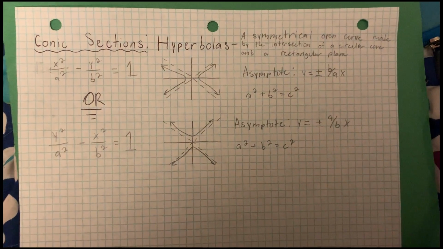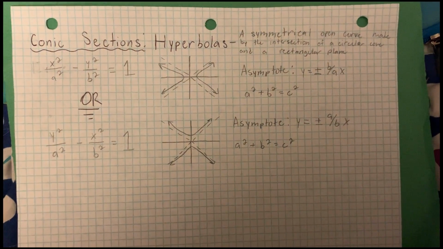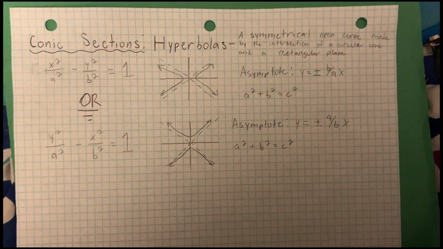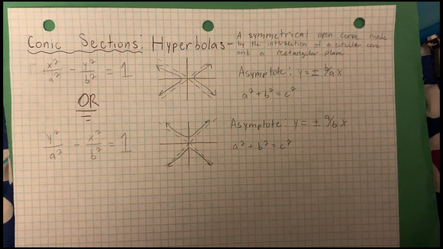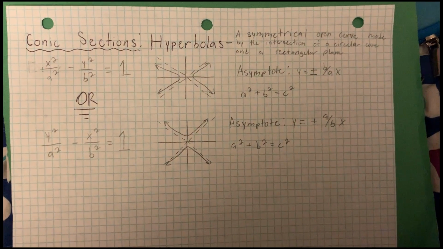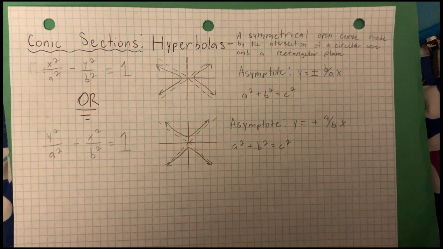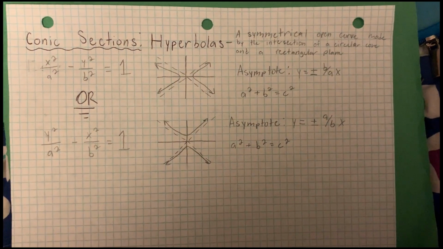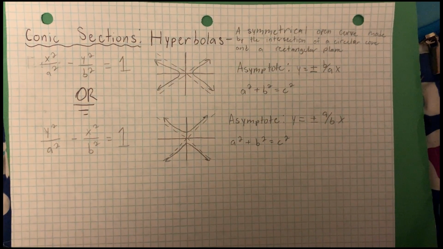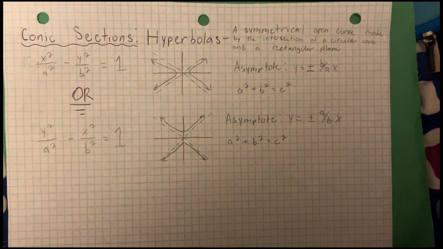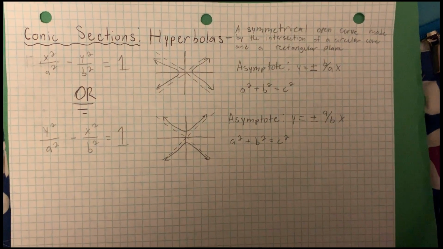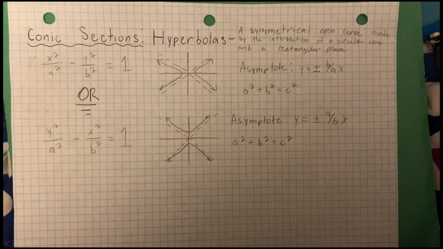So there's two equations you can use. There is x squared over a squared minus y squared over b squared equals 1, and that is when the section is going to be across the x-axis, or you can use y squared over a squared minus x squared over b squared is equal to 1, and these are both non-translated equations.